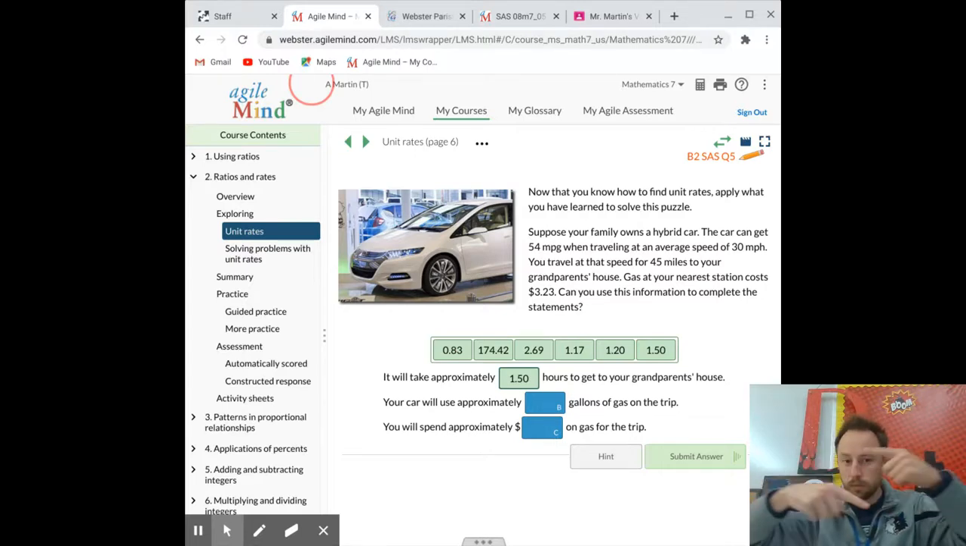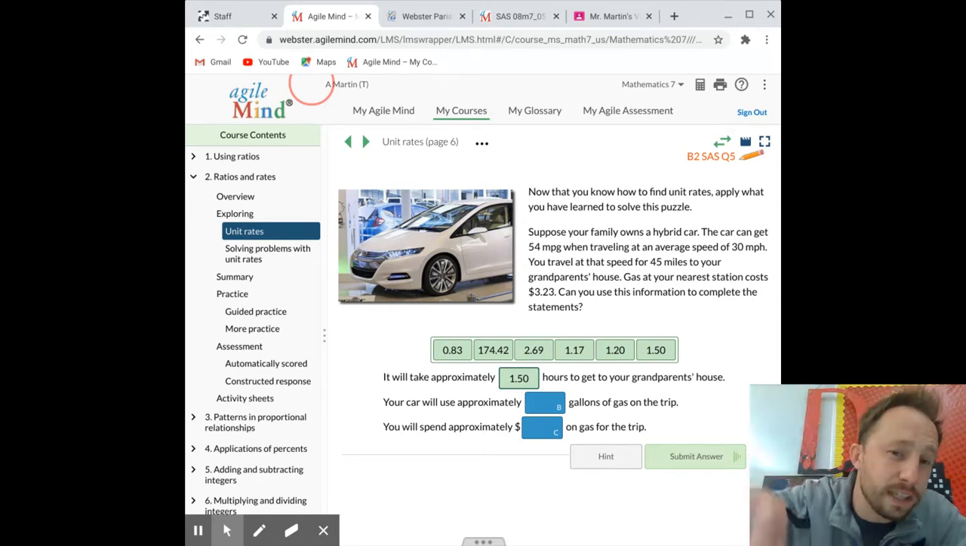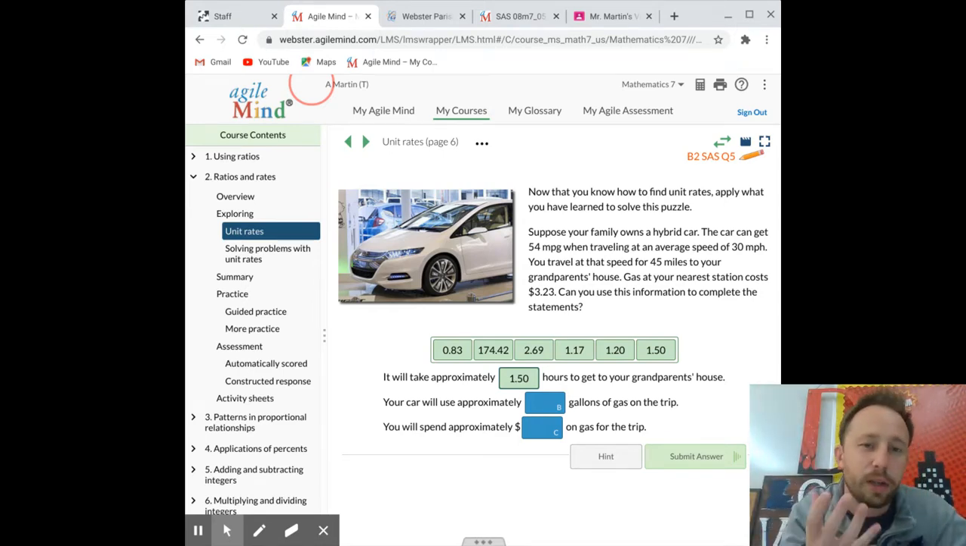We need to divide 54 into 45. Yes, we're trying to see how many times 54 can go into 45. So the way that we say that is the opposite of how you said it earlier. We're going to do 45 miles divided by 54 miles per gallon.